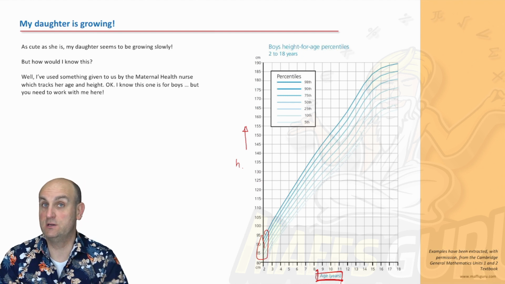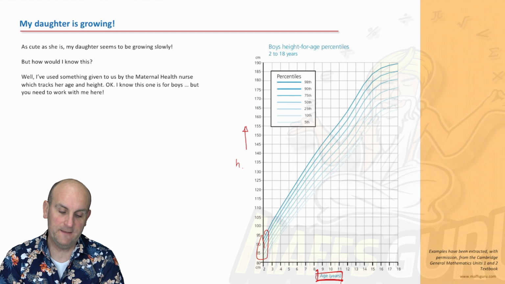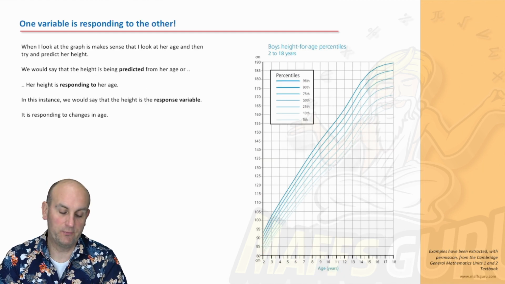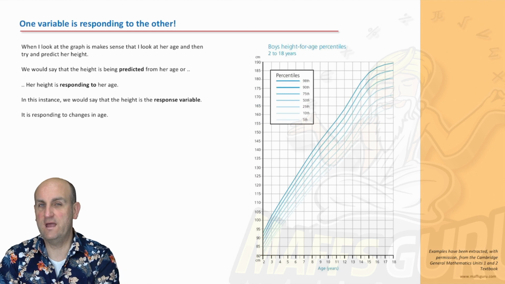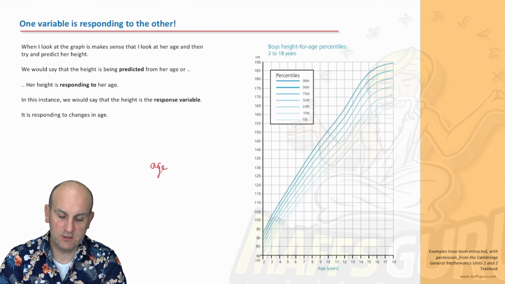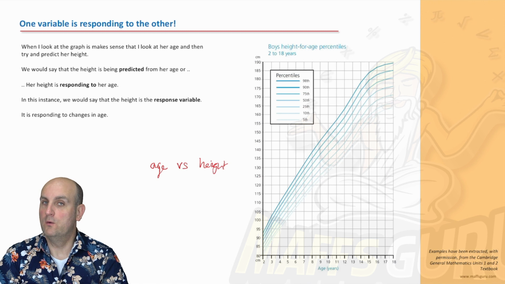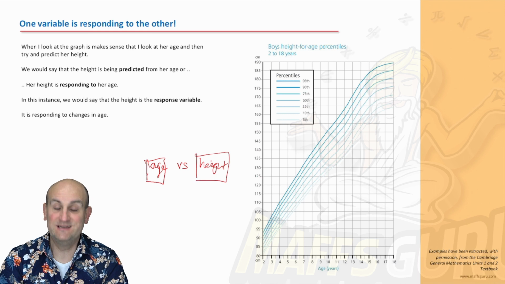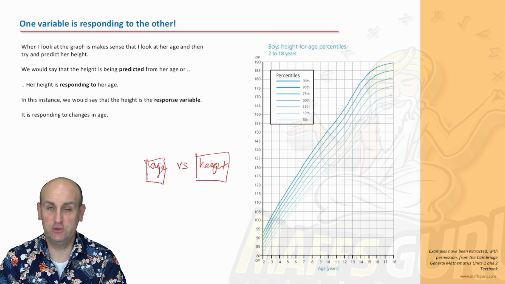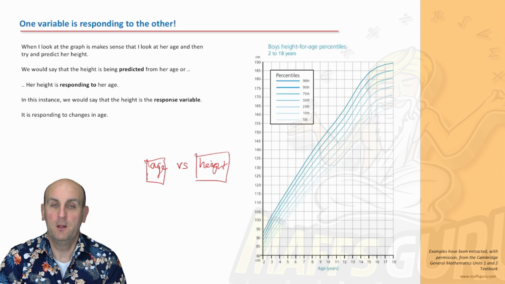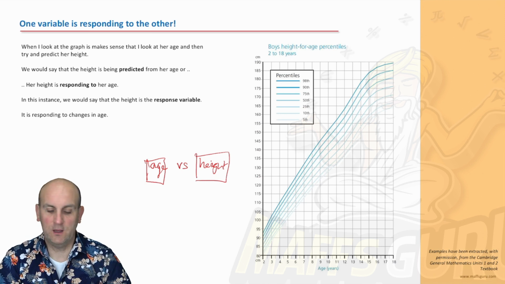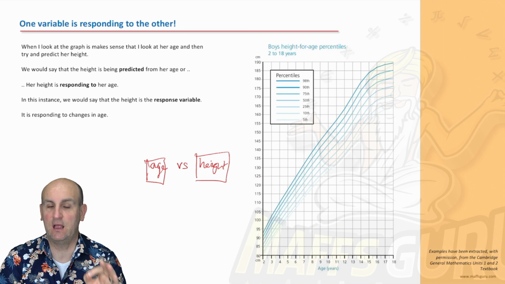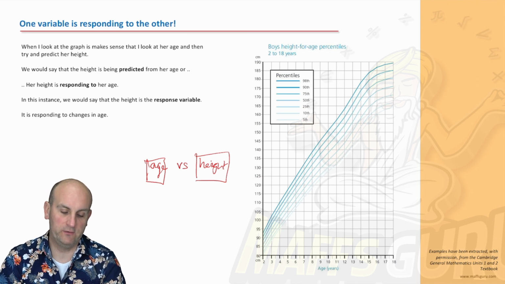But this chart here shows something quite important for mathematics. There is a relationship. We are seeing that one variable seems to be related to another. In this situation, we've got age versus height. What we're doing here is looking at someone's age and predicting what height they should be. Now, this is based on data, but notice what I've said there. We are looking at the age and predicting height. That's going to be important for the language we're about to use.